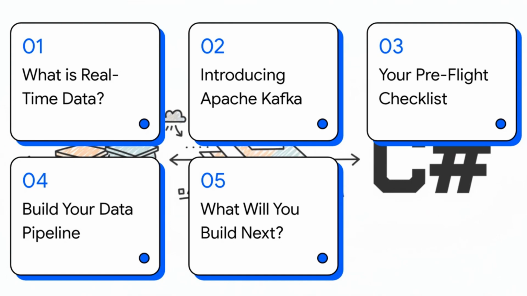So here's the game plan. First, we'll do a super quick rundown on why real-time data is such a big deal. Then we'll meet our star player, Apache Kafka. After a quick setup check to make sure all our gear is ready, we're diving straight into the code. And finally, we'll talk about all the cool stuff you can build with this new power.